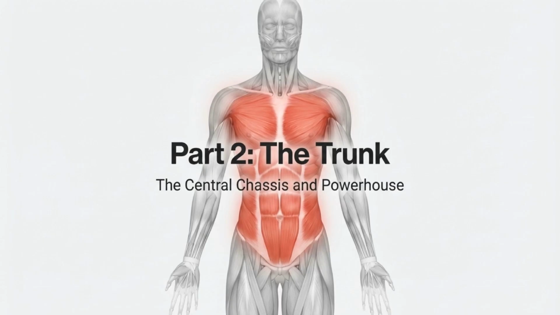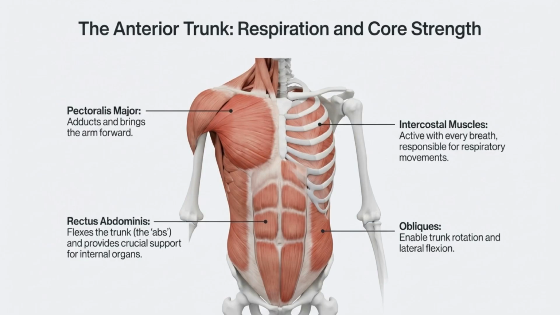Moving on to Part 2, the trunk. This region acts as the central chassis and powerhouse of the human machine. Focusing on the anterior trunk, we find the machinery for respiration and core strength. The pectoralis major functions to adduct the arm and bring it forward. Deep between the ribs, the intercostal muscles are active with every breath, driving respiratory movements.